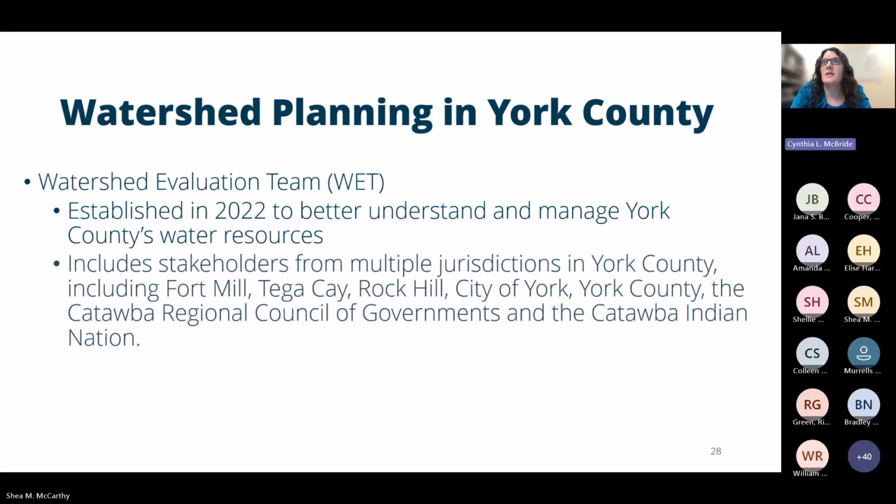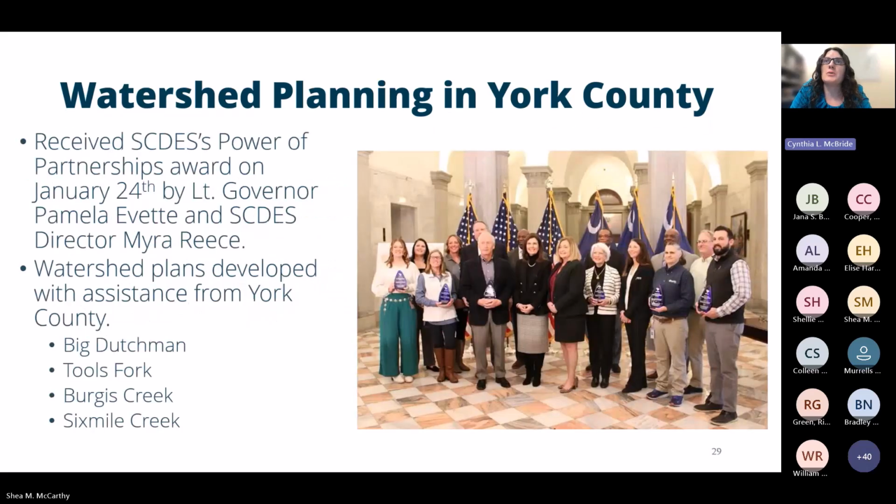The next slide will show that this watershed group earned the Power of Partnerships Award on January 24th. It was awarded by Lieutenant Governor Pamela Everett and SCDES Director Myra Reese. Some of the plans that this group was able to write and have approved were the Big Dutchman, Tools Fork, Burgess Creek, and 6 Mile Creek. So they are definitely a good example of the variety of watershed plans that can be written through collaboration.